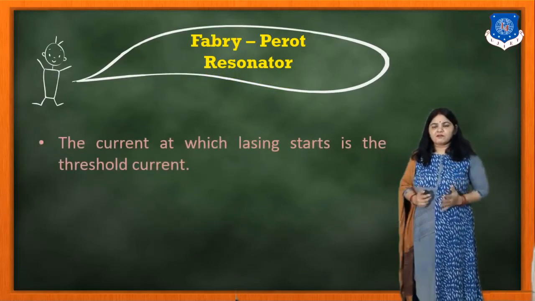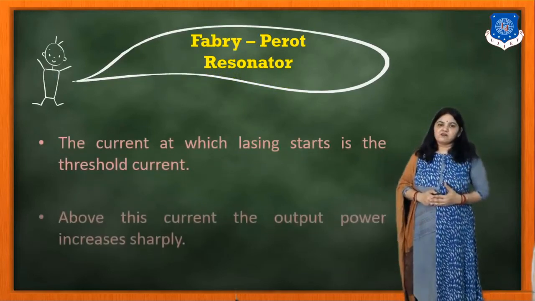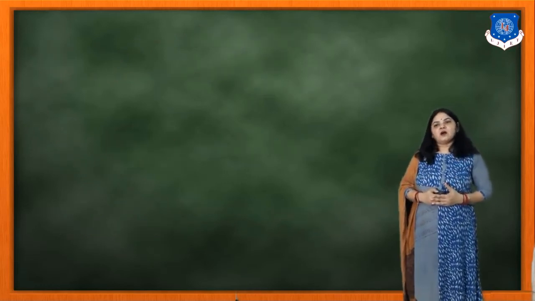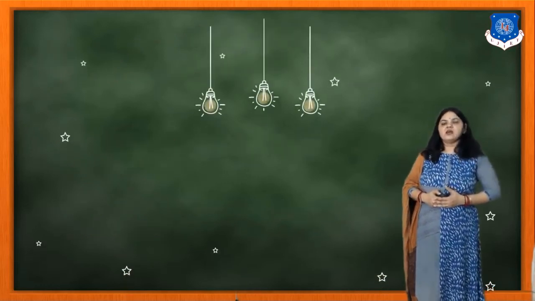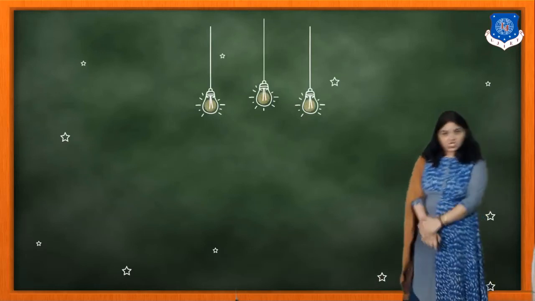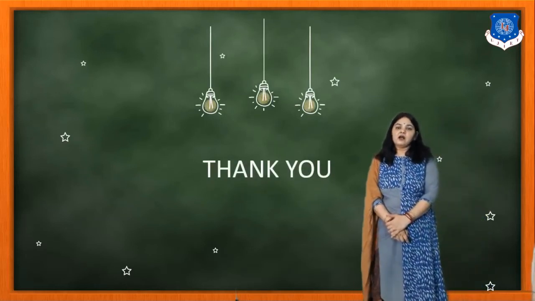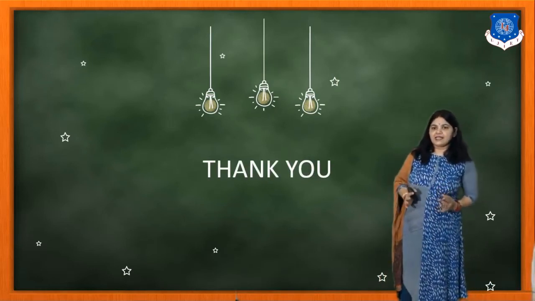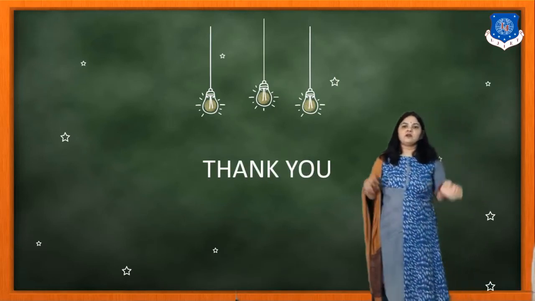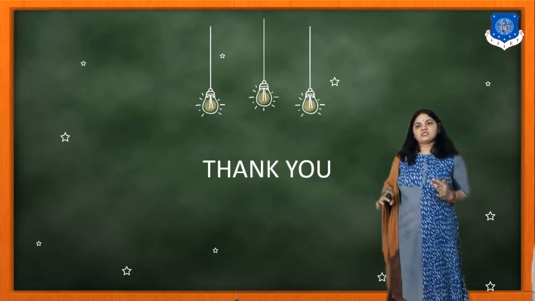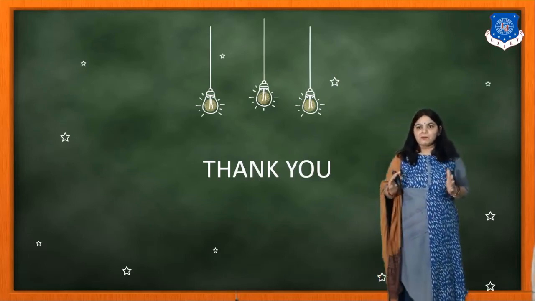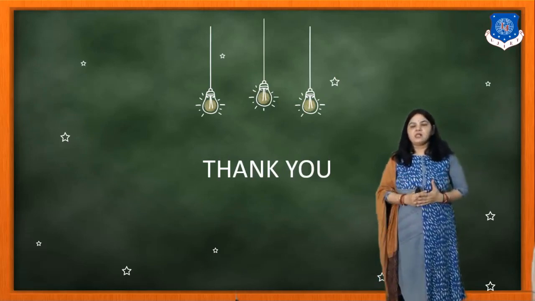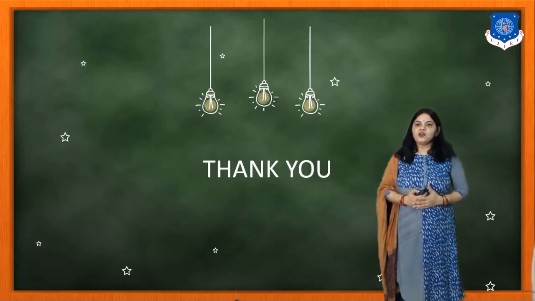The current at which lasing starts is also referred to as the threshold current, and above this the output increases sharply. So this is the short note on the ILD as well as the Fabry-Perot resonator, which provides us a sharper beam. This way, a variety of applications are available with this kind of laser.